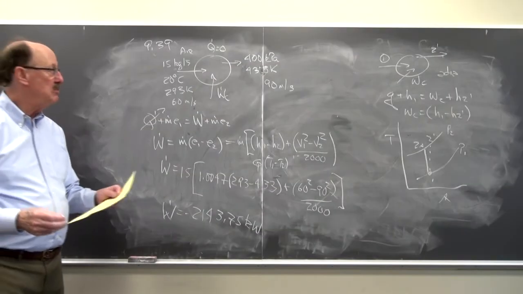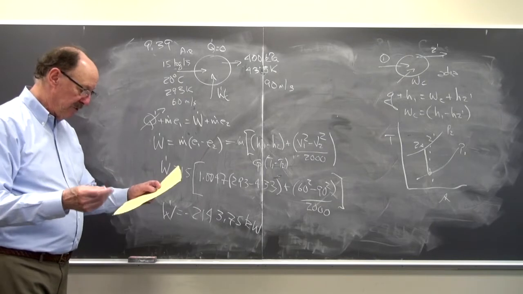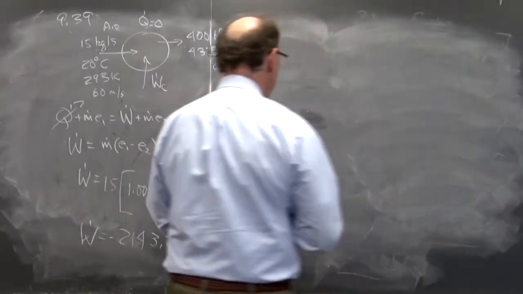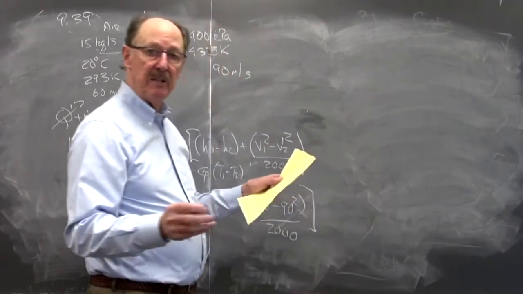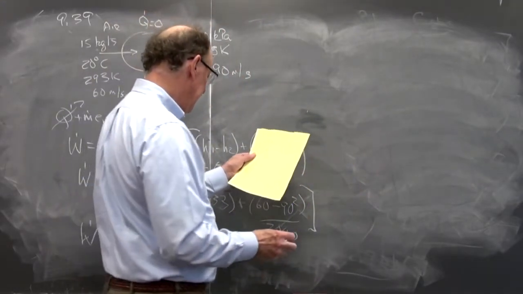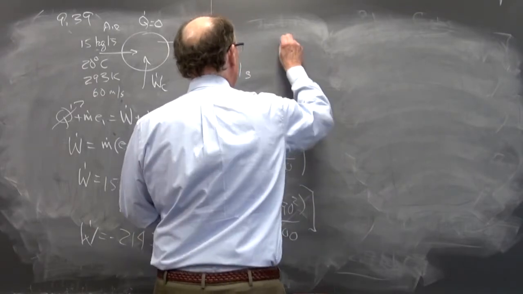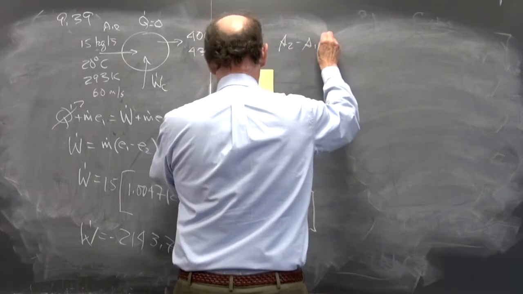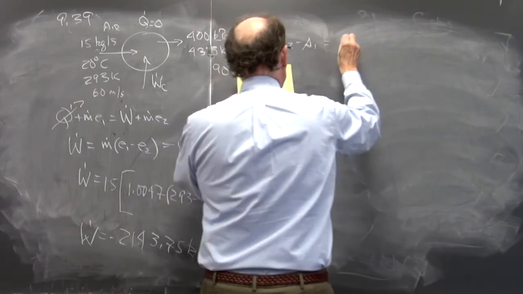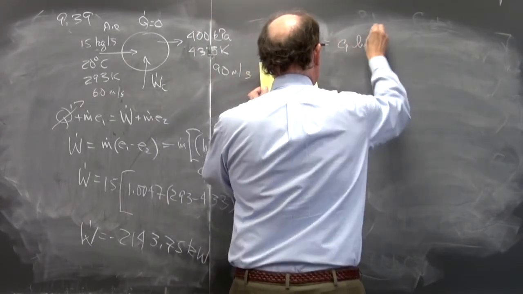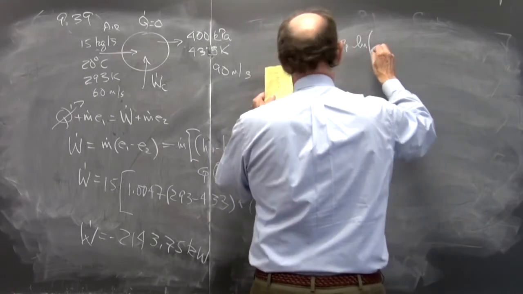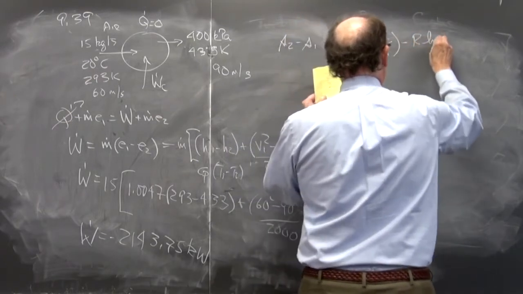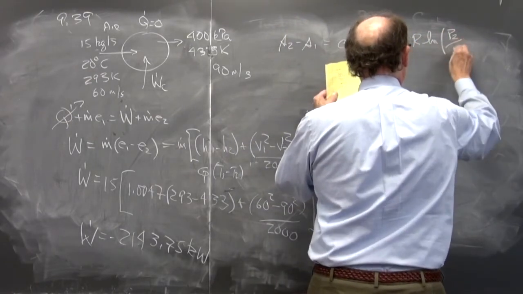to be finding the change of the availability of the air as it goes through it and calculate the second law efficiency from that. And let's calculate the change of entropy. We know we're going to need that. And so S2 minus S1 is equal to C sub P times the log of T2 over T1 minus R times the log of P2 over P1.